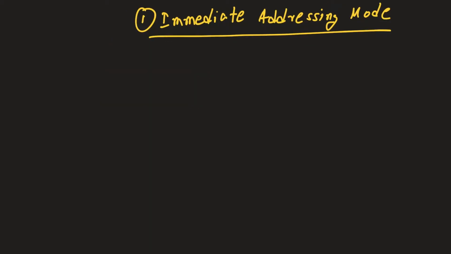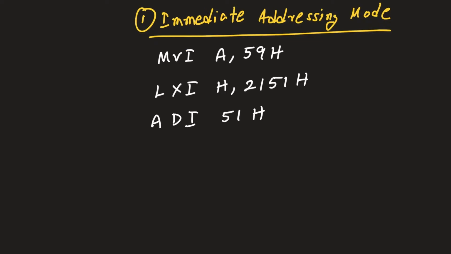First one is immediate addressing mode. When the data is mentioned inside the instruction itself, it's called immediate addressing mode. These are a few examples of immediate addressing mode. You can clearly see an I at the end of each of the instructions, which means it is immediate addressing mode. That means the data is given inside the instruction itself.